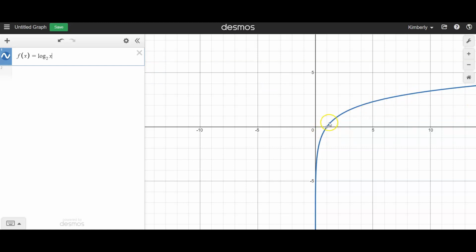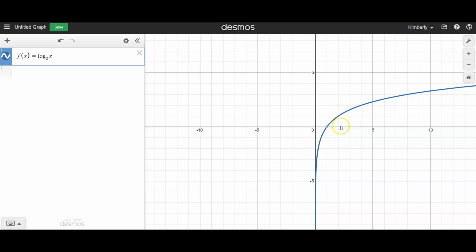For the most part, all logs will look like this shape. The only difference is it might be transformed. But the parent functions all look like this. And then they all have that x-intercept of (1, 0). And then you look at your transformations from there.